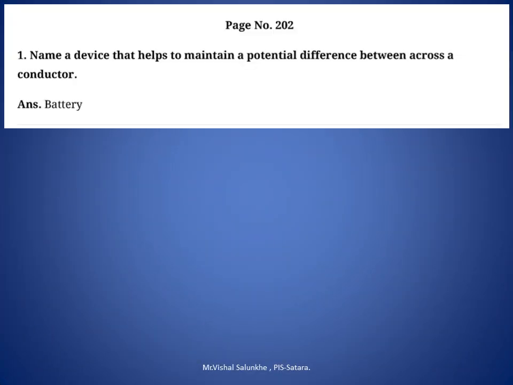Name the device that helps to maintain a potential difference across a conductor. The answer is battery. My dear student, if one cell, with one positive and one negative terminal, is connected in a circuit, we call it a cell. And if a number of cells are connected in series, then the combination of cells is called a battery. The battery is responsible for maintaining the potential difference, or giving the potential difference, to the circuit.